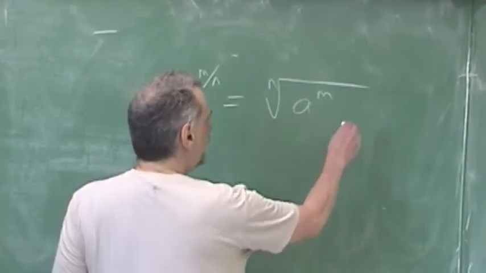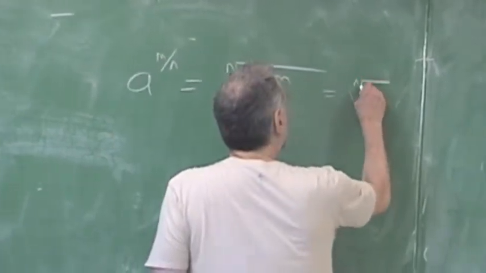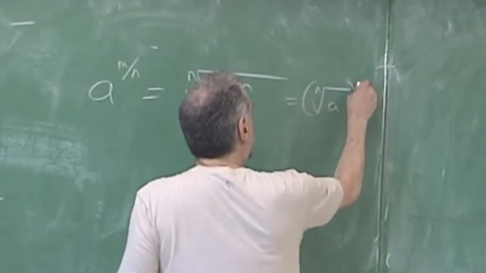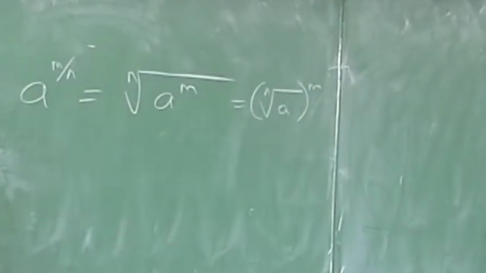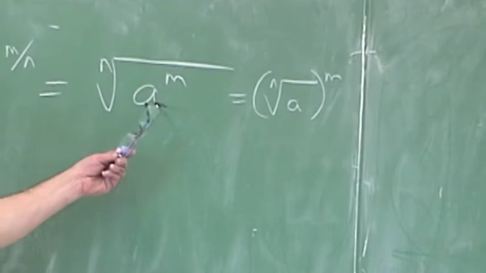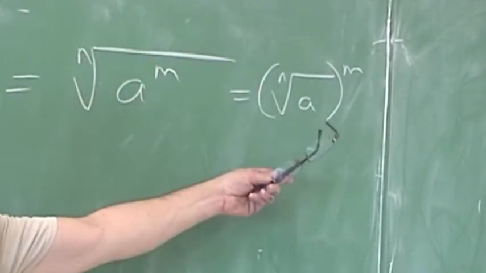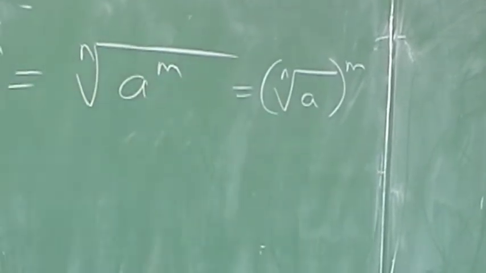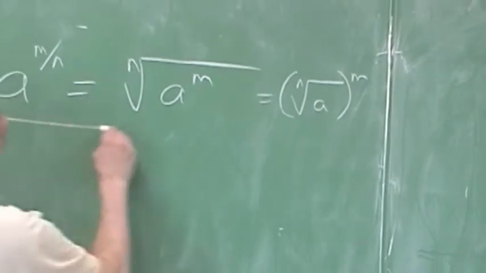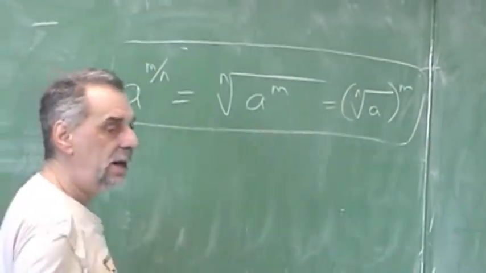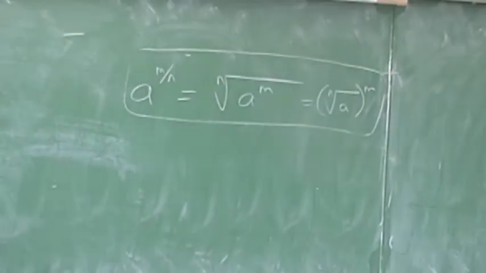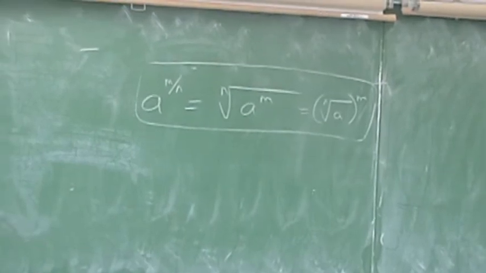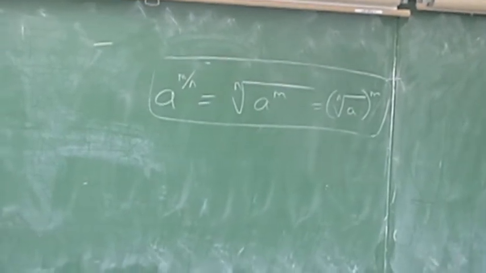Now this can also be written as the nth root of a to the n. Those are all equivalent statements. Sometimes it's easier to look at it this way, sometimes it's easier to look at it this way. But that's a very important property that you need to be aware of in an algebra class.